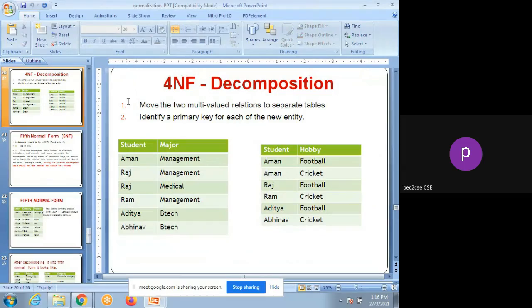So here you see, move the two multi-valued relations to separate tables. Identify the primary key for each table of a new entity. So here, as I told, one table contains two attributes, student and major, and another table contains two attributes, student and hobby. So like this, we have to decompose.